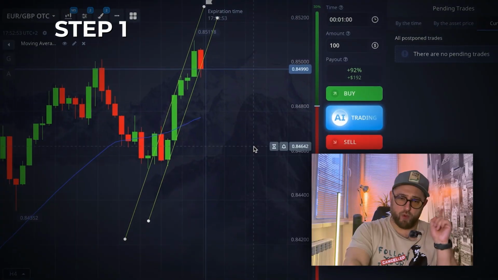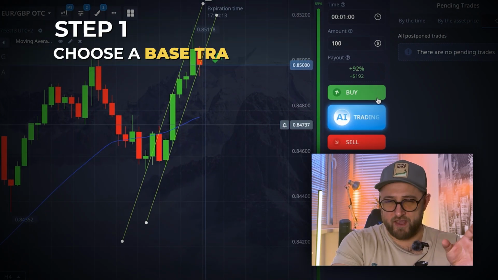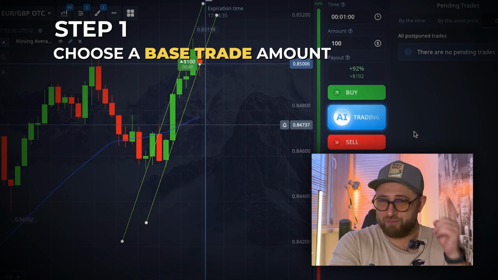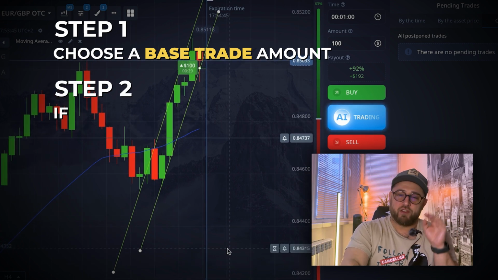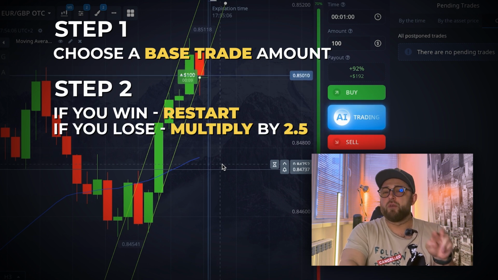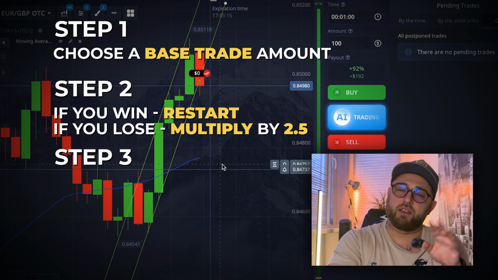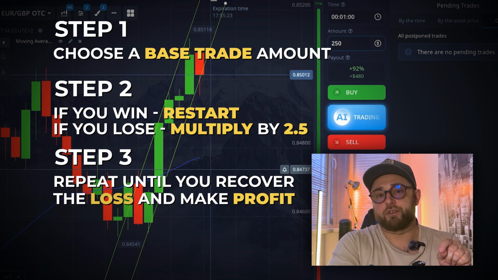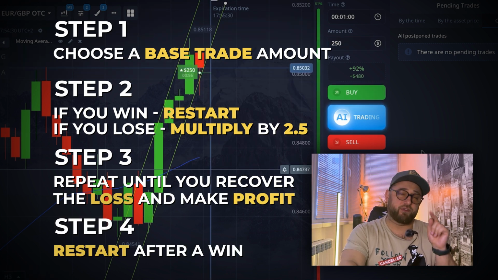So guys, now my favorite part: how you can use it in binary options trading. Step 1, choose a base trade amount which is safe and comfortable for your budget. Please use your brain. Step 2, if you win, restart. If you lose, multiply it by 2.5. Step 3, keep repeating until you recover the loss and make a profit. And step 4, restart after you win.